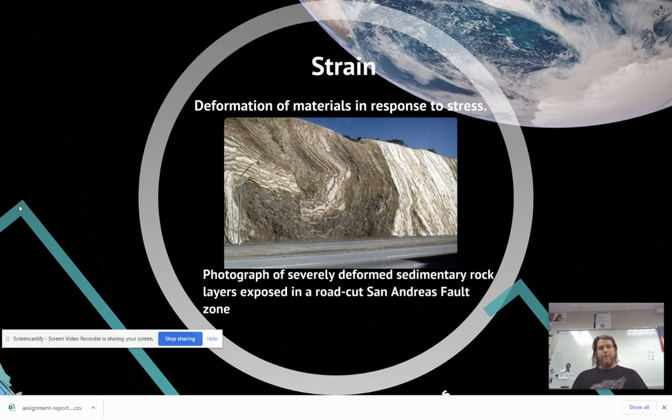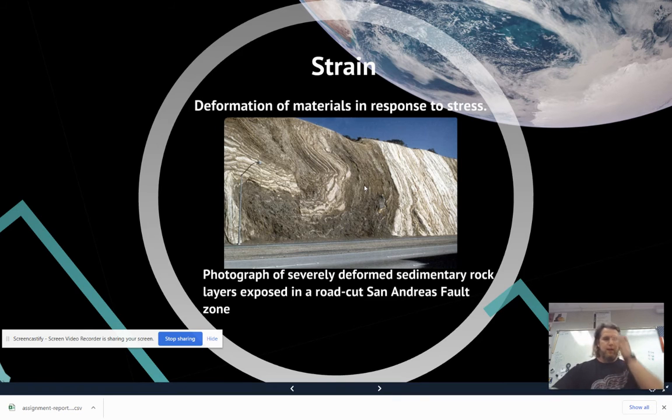So this is a photograph of a severely deformed sedimentary rock that's exposed in a road cut. When they make these roads, they'll cut into the rocks and they will expose some amazing geology. And so this is a road cut of the San Andreas Fault Zone. So you can see how much pressure and stress must be going on to create this wild formation here.